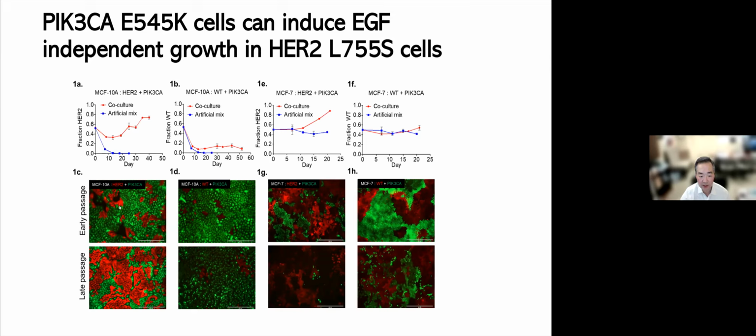The red cells, again, which are HER2, become the predominant population with late passage. That does not happen with the wild type system. And here in the MCF7, you see a very similar phenotype with long-term passage. You actually see the predominance of the HER2 population in red and very few green cells. And that's the opposite if you just use the wild type. It just seems to be about 50-50.